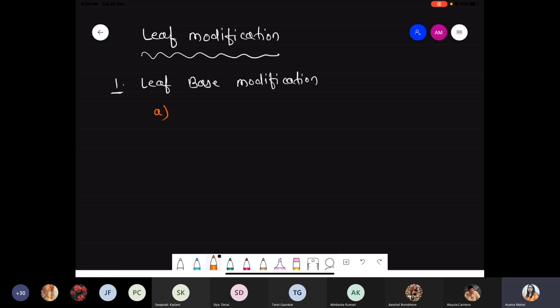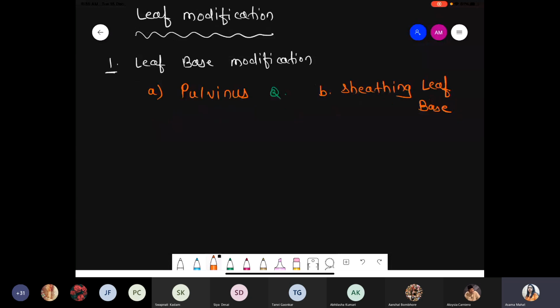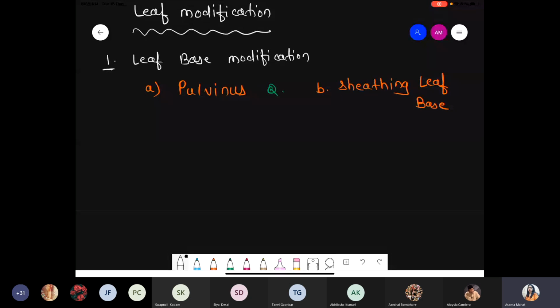First one, you know very well, leaf base is also called the hypopodium. Hypo means below, podium means leaf. The leaf's lower portion, the leaf base, right? Below portion. It's also called the hypopodium. So in case of the leaf base, first of all, we are talking about the meaning of pulvinus. One question was already asked in the NEET examination: what is the meaning of the pulvinus? And second, we talk about the sheathing leaf base.